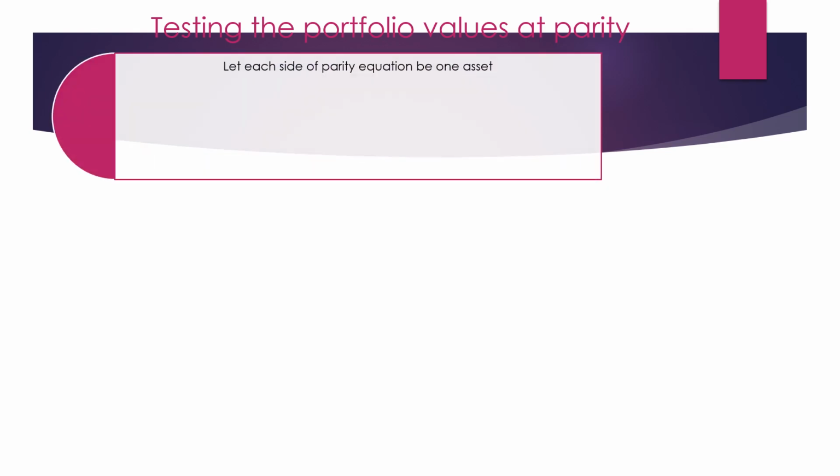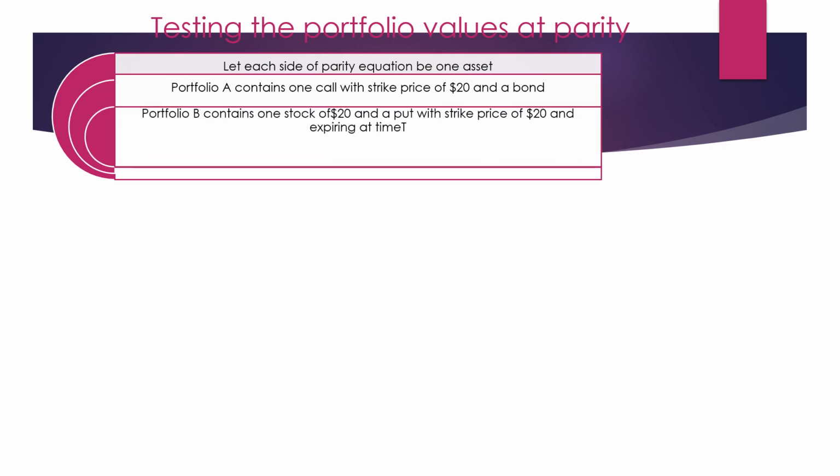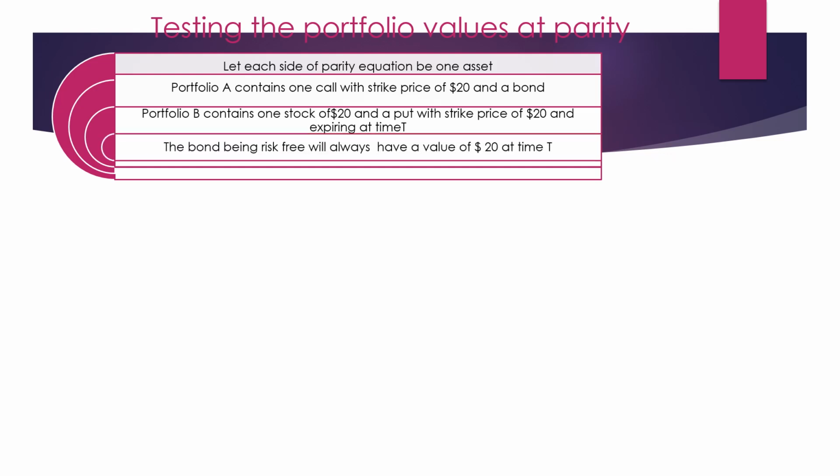Now testing the portfolio values when the stock price changes. Now we'll change the share price and examine how the portfolio values are affected. Let each side of parity equation be one asset. Portfolio A contains one call with strike price of $20 and a bond having face value of $20. Portfolio B contains one stock and a put with strike price of 20, with the put expiring at time T. The bond being risk-free will always have a value of $20 at time T.